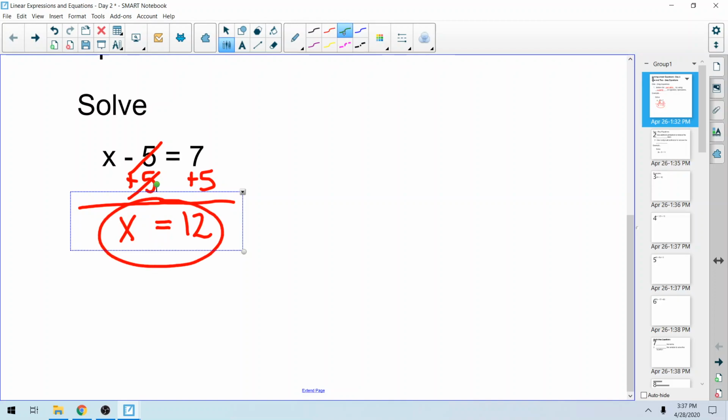If we check our work, you would take 12, substitute it back in. 12 minus 5 equals 7. Yes, it does. Check.